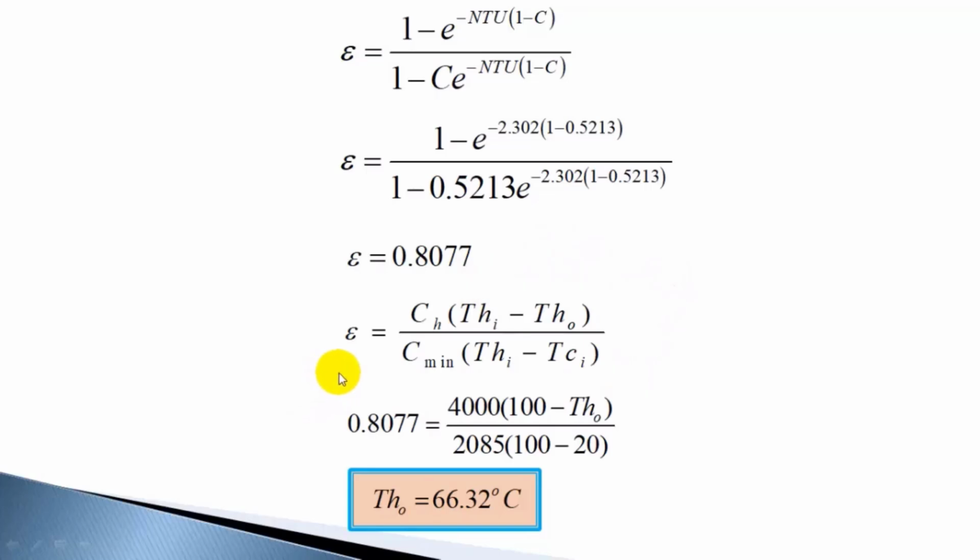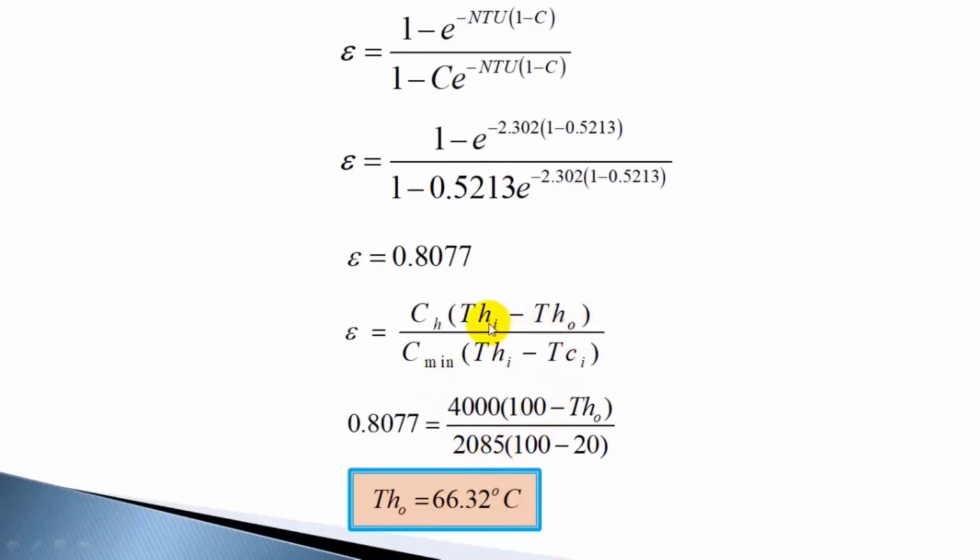Now we also know that effectiveness is actual heat transfer divided by maximum possible heat transfer. If you express actual heat transfer in terms of heat loss by hot fluid, you will get the numerator as Ch into Thi minus Tho, divided by C minimum into Thi minus Tci. Effectiveness is already known, so you can substitute for effectiveness. Ch in this case is 4000 and C minimum is 2085.